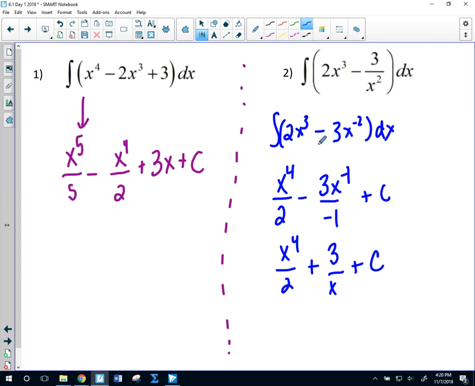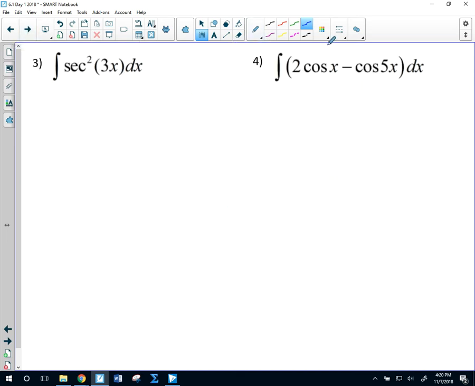All right, so there's our first two problems. The next couple ones I think aren't too bad. So secant squared of 3x. It is kind of a little bit like a chain rule here. The antiderivative of secant squared is tangent, so this should be tangent of 3x. But then I have to divide by 3 because when I take the derivative of tangent of 3x, you would do the chain rule and there would have been a 3 out front. So you need it to cancel out.